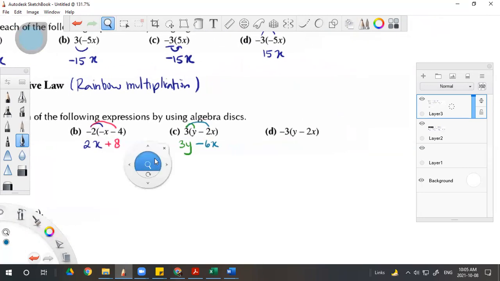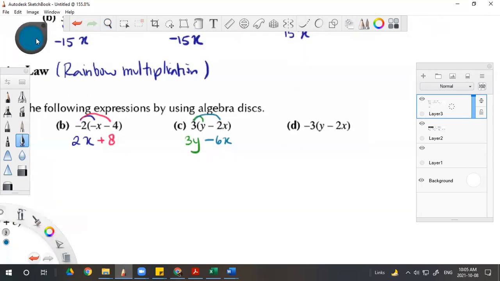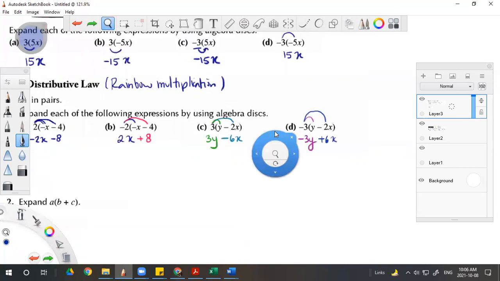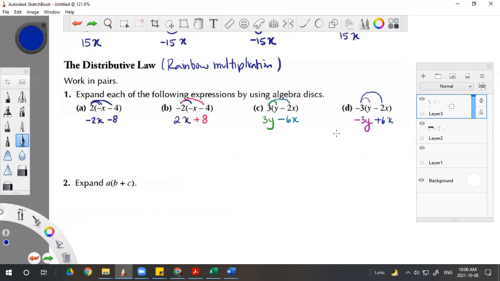One more. Wow, oke, masih banyak. Kita kasih warna-warni. -3 times y is -3y. And last one, -3 times -2, positive 6x. Positif. Positif enggak? Oh iya. Ya, negatif times negatif. Oke, udah tahu ya, ini pelan-pelan aja. So pay attention on each details.